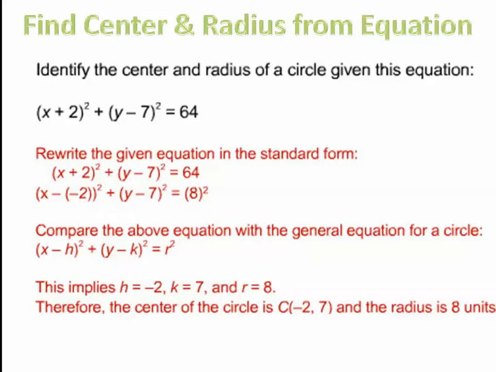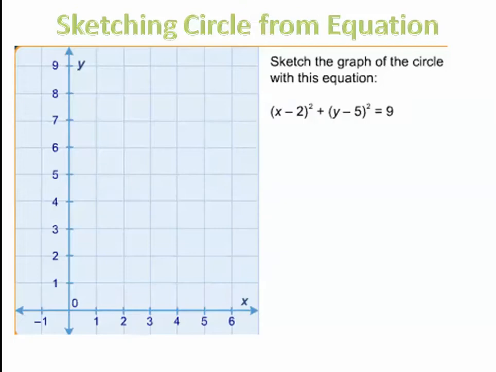And remember, you're always going to know that your coordinates h and k are opposite of whatever they are in the parentheses. So here you've got a +2, so your h is -2. Here you've got a -7, so your k is +7. And then you get the square root of the, I guess it's the sum. You're going to get the square root of the sum, and that'll tell you what your radius is.